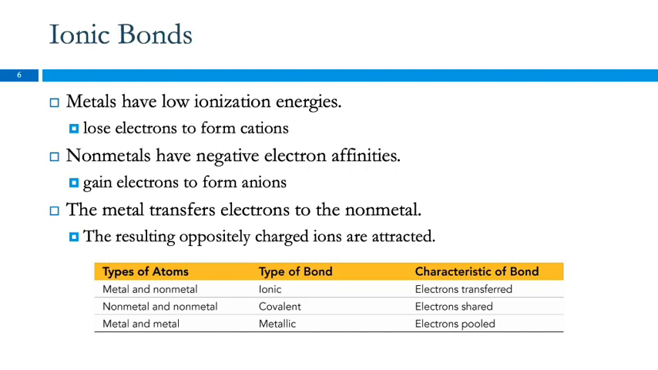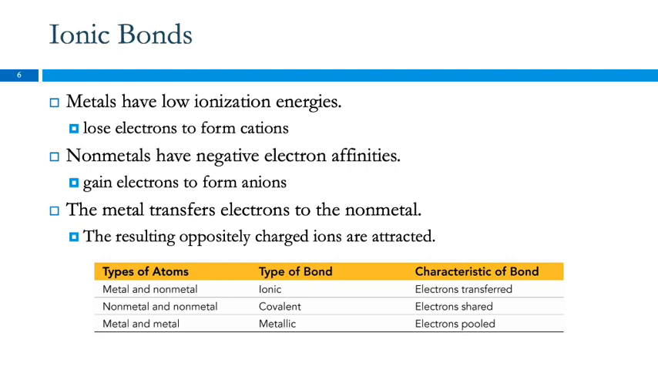So ionic bonds are between metals and nonmetals. Metals have low ionization energies. It's relatively easy to remove an electron from them, and so the metals form cations. Nonmetals have negative electron affinities, so they're going to gain electrons and form anions, and now we have charged particles, a positive and a negative, and those are attracted to each other.